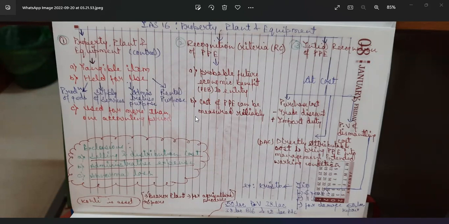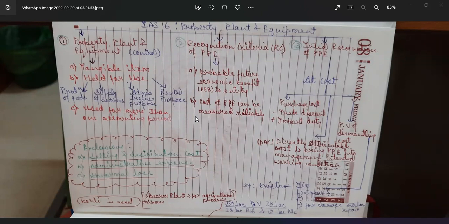When these two criteria are fulfilled, then only we will recognize the asset or the non-current asset as a PPE. Now coming to the initial recognition of PPE, it should be measured at cost. Now in that cost, what costs are we going to take?